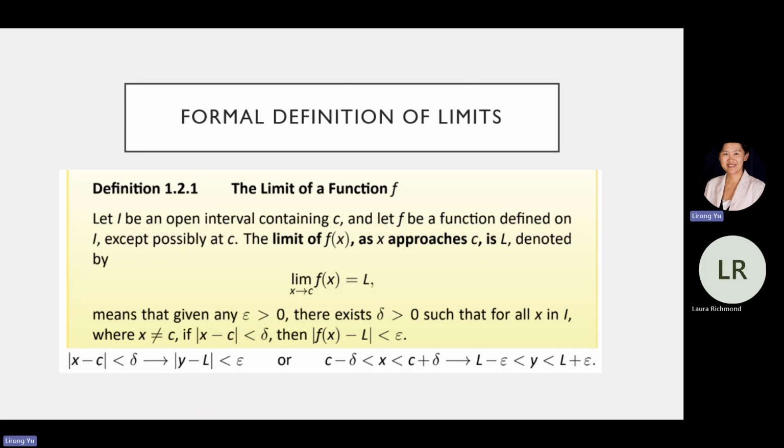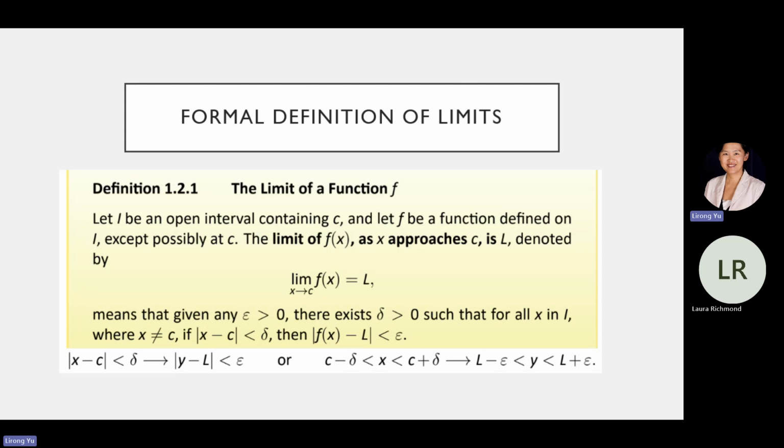Is it given any epsilon? Since it's supposed to be true for any epsilon, we're proving that if epsilon is 0.5, it should work. If epsilon is 0.2, it should work. If epsilon is 0.1, it should also work. We should also be able to determine the delta. So we're going to try to search for the delta by giving any epsilon.